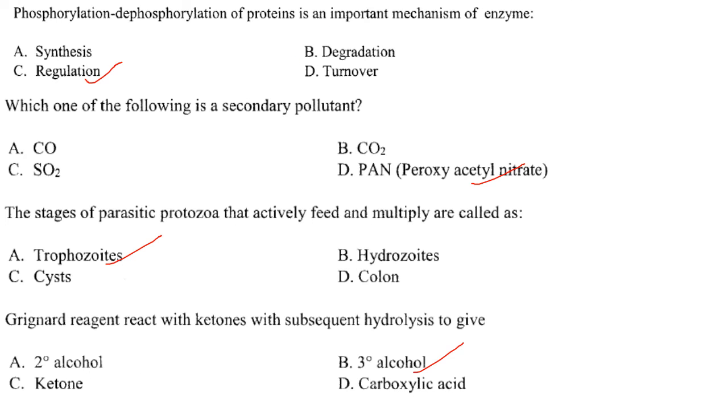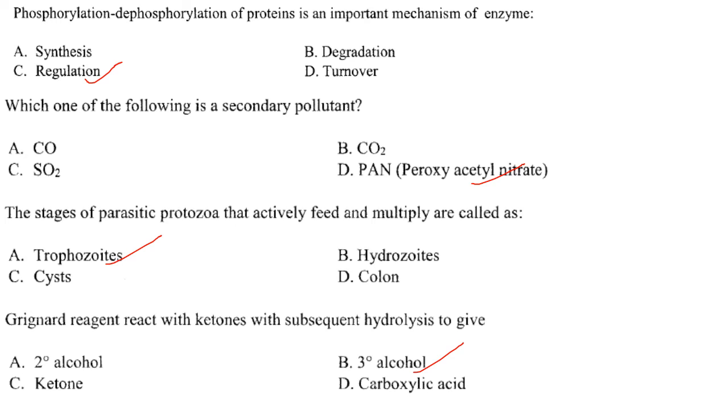Then next one, phosphorylation dephosphorylation of proteins is an important mechanism of enzyme regulation. This is also a repeated question. Then next one, which of the following is a secondary pollutant? So PAN, peroxyacetyl nitrate. That is an example of secondary pollutant. This is also a repeated question.